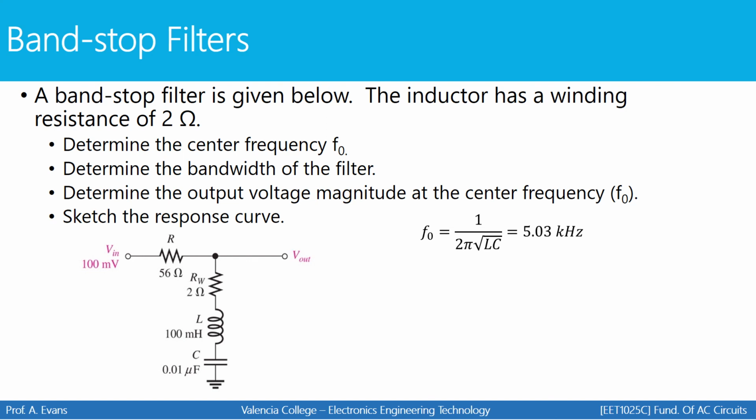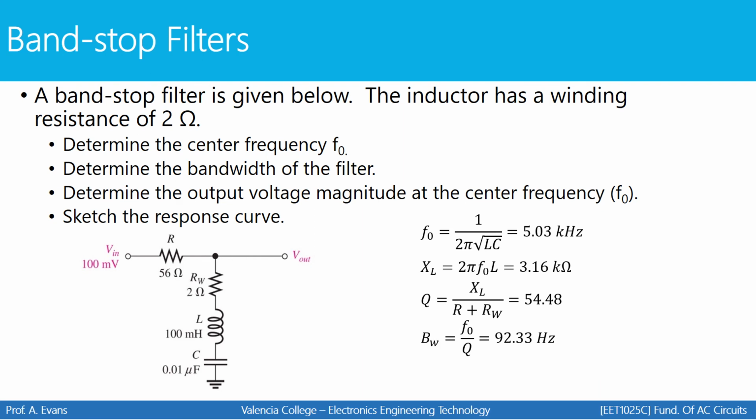Starting with the center frequency, we have 1 divided by 2 pi times the square root of L times C. So we have a center frequency of about 5 kilohertz. To determine the bandwidth, I need to know XL. I'm going to determine XL based on the center frequency, and then determine the quality factor. Remember, this is a series resonant circuit, so use the correct formula for quality factor here and plug that in to find your bandwidth. So I have a bandwidth of 92.33 hertz.